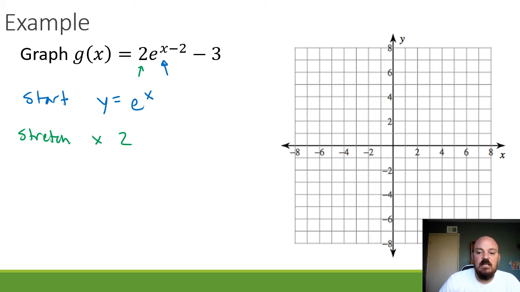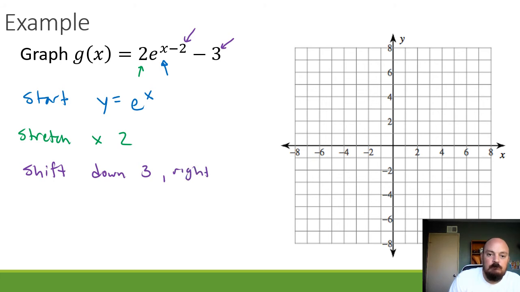So just like last time, we'll finish it off with a shift. And we will shift down 3 and right 2. So see how I just walked through the equation and looked at each number one at a time and asked, what does it do? What does that first 2 do? What does that negative 3 do? What does that minus 2 do? And then once you make your list, it's just going step by step.